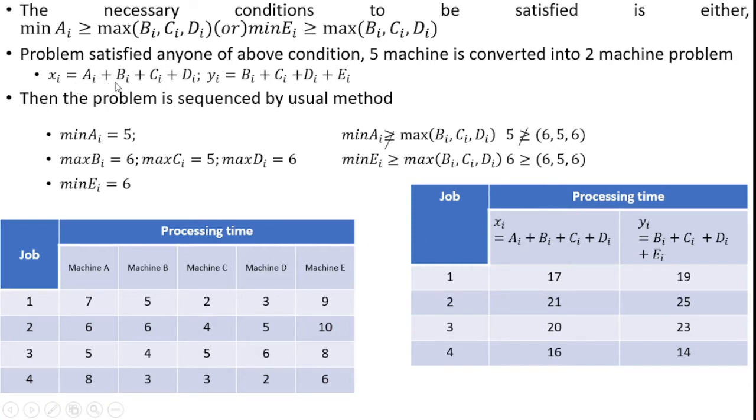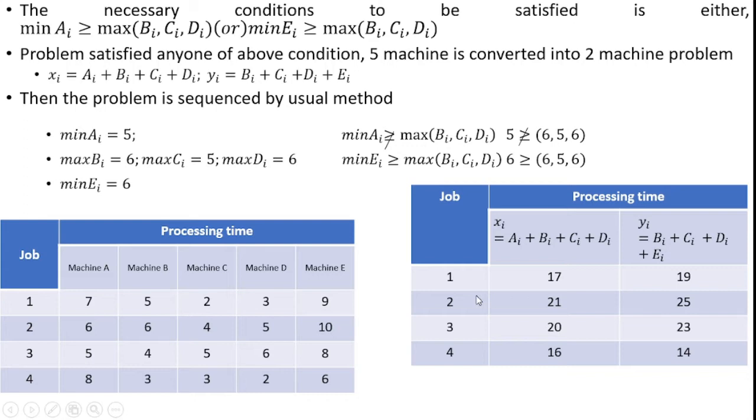With the equation X is equal to A plus B plus C plus D, I can convert the processing time. Here you see 7 with machine A, 5 with machine B, 2 with machine C and 3 with machine D. Adding them: 7 plus 5 is 12, 12 plus 2 is 14, 14 plus 3 is 17. After that, Yi is equal to B plus C plus D plus E. Here you see 5 plus 2 plus 3 plus 9. 5 plus 2 is 7, 7 plus 3 is 10, 10 plus 9 is 19.